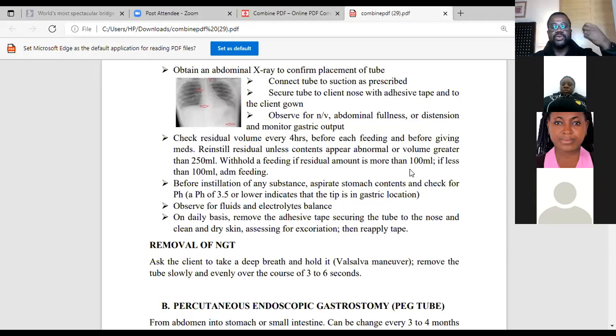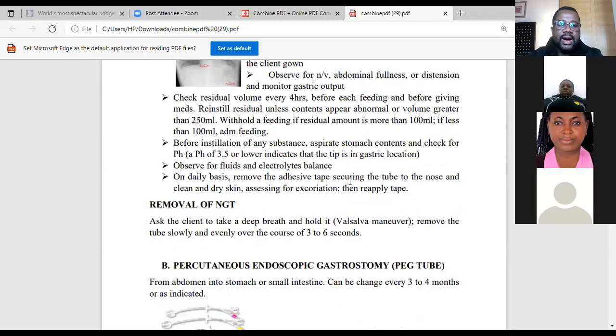But if the residual volume, the stomach content, is less than 100, reinstill it and continue feeding. Feed the patient, okay? So you have to flush before and after. You have to flush before and after. Now, also, you have to check anytime you want to feed.